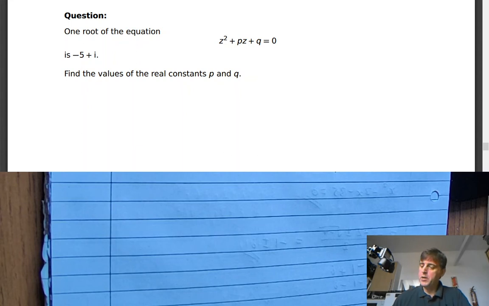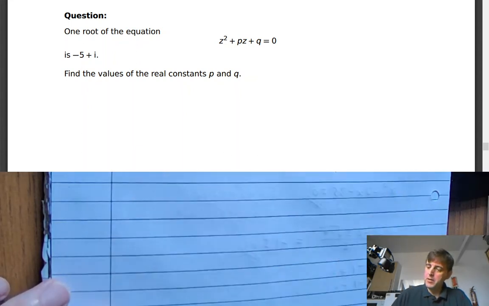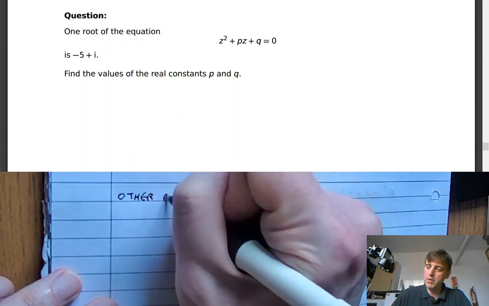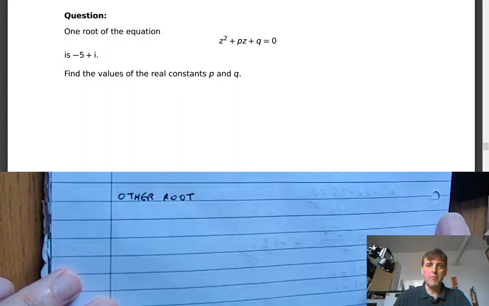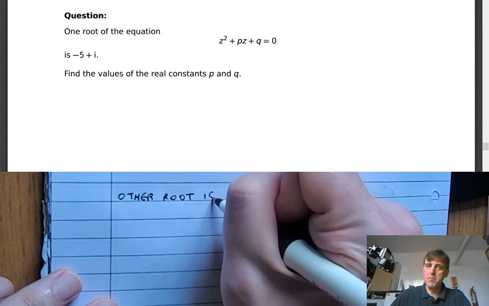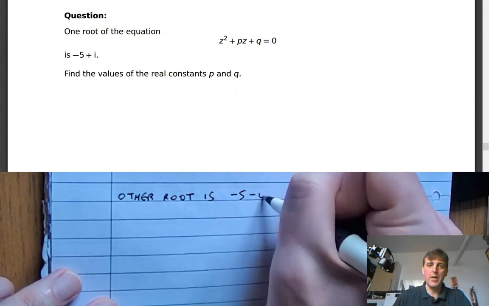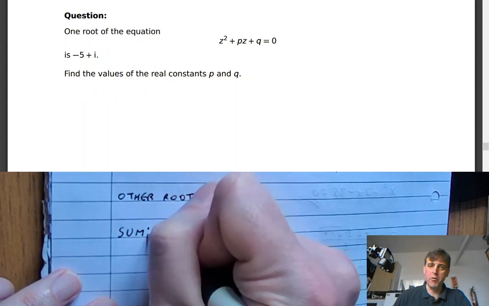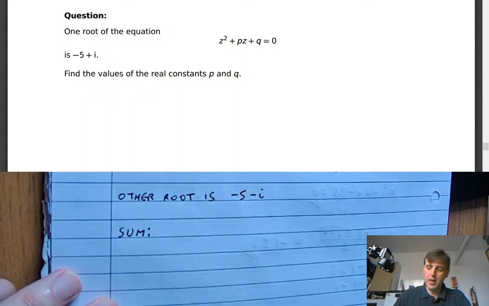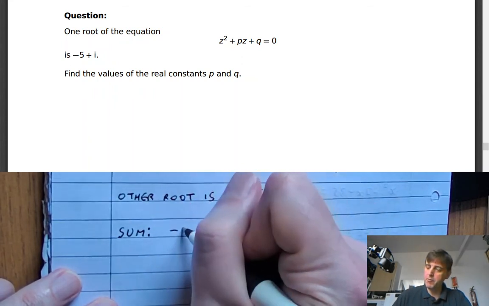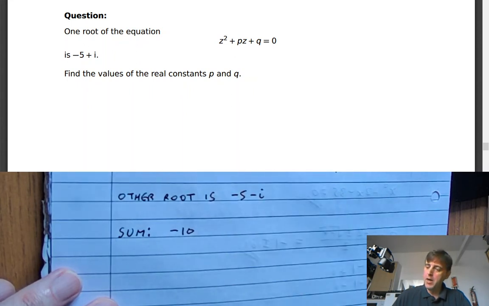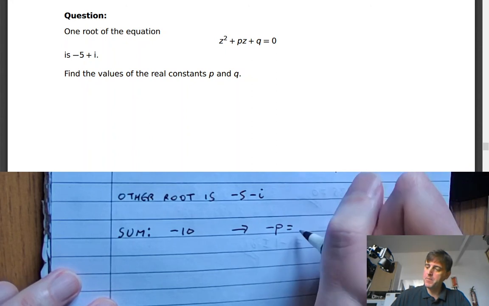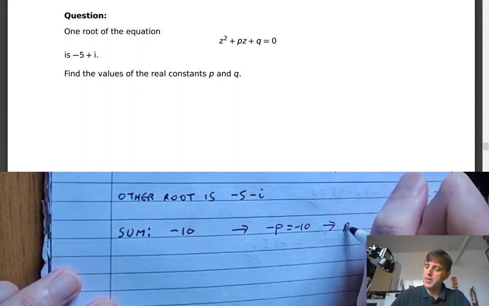Okay, so here's what you should have done here. The first thing to notice is we can say immediately what the other root of the equation is, because we know it must be the conjugate of the root that was given here. So the other root must be minus 5 minus i. Okay, then we can look at our sum and our product. Add the two roots together. I'll just write down the answer here. You should have ended up with negative 10, which means that the minus p is negative 10, which means that p is 10.